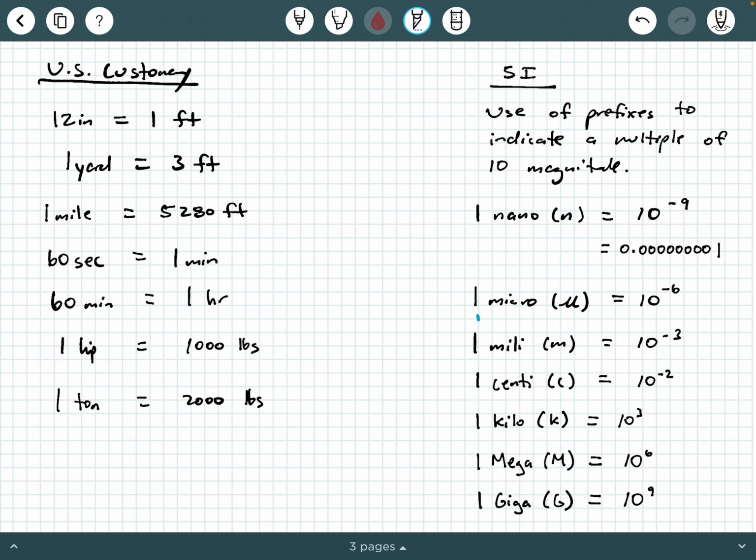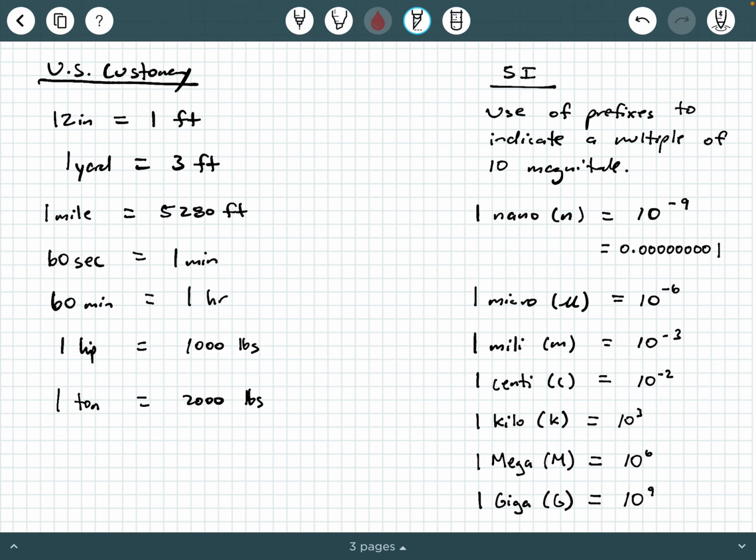We also have micro. It's still a prefix. So you could have micrometers, micronewtons, or microseconds. That's something times 10 to the negative 6. So that's, again, a small number. We have milli, which we use little m for. That's something times 10 to the minus third, okay? We have centi, that's something times 10 to the minus second.